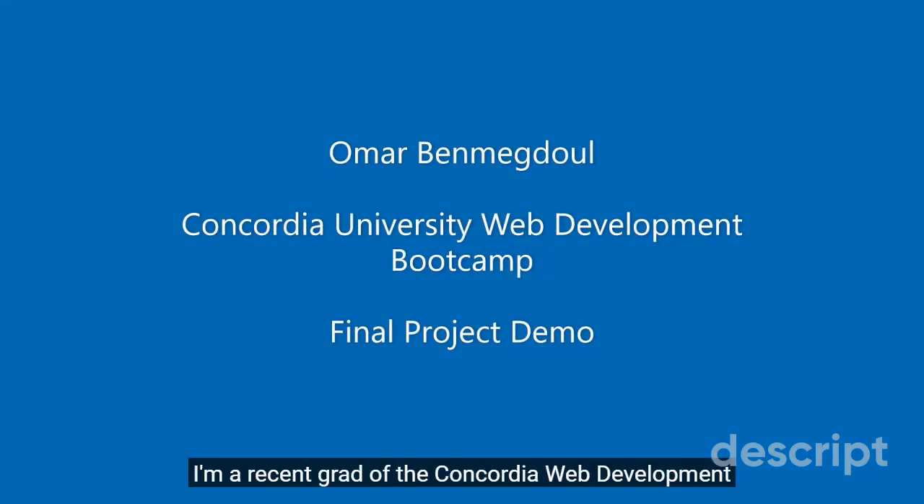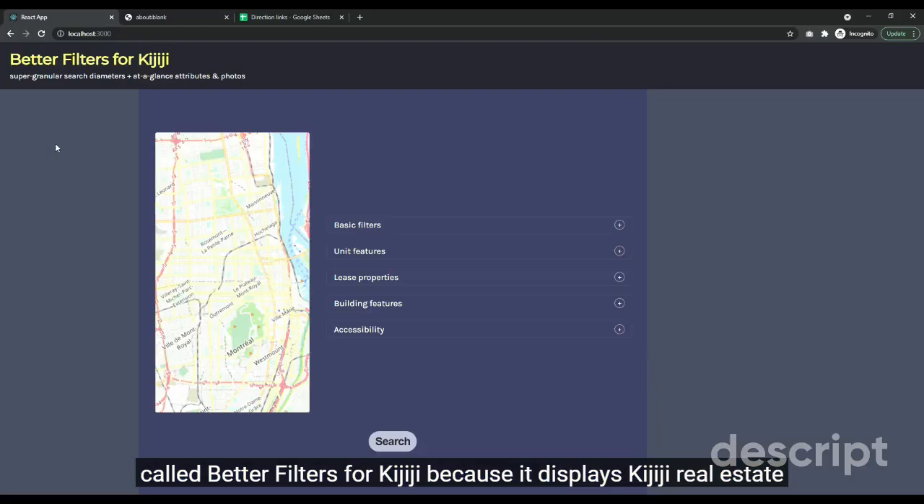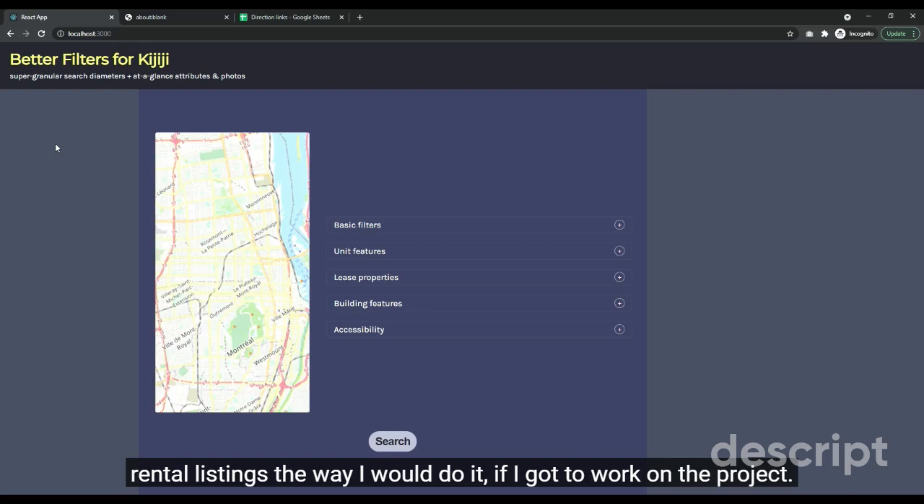I'm a recent grad of the Concordia Web Development Bootcamp, and this is the demo video for my final project. It's built primarily with React, Express, and MongoDB, and it's called Better Filters for Kijiji, because it displays Kijiji real estate rental listings the way I would do it if I got to work on the project.